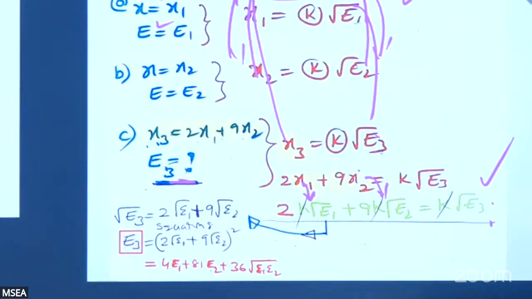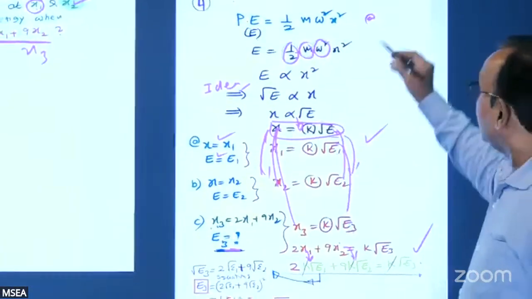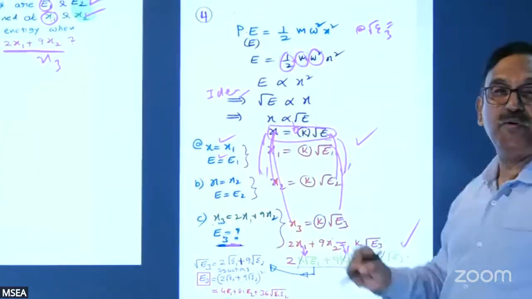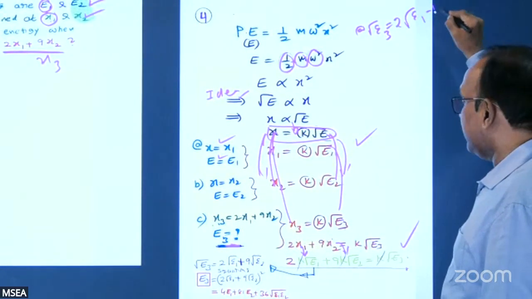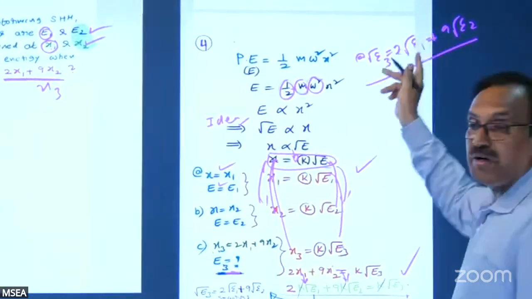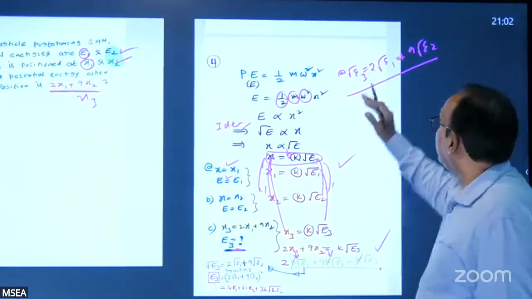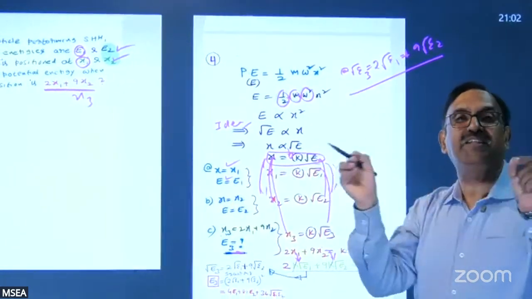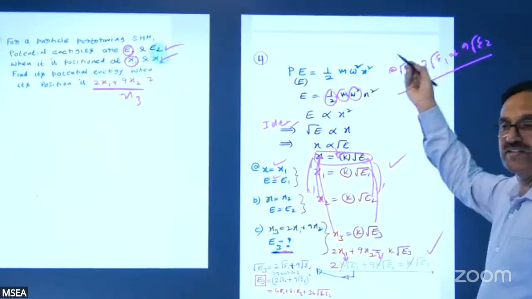In the entrance examination, when this question has come twice, in one exam they asked for the relation in terms of root of energy, which of the following relations is correct, meaning root E3 is equal to 2 root E1 plus 9 root E2. This is the answer in terms of root of energy. In one particular entrance exam, they did not give the options this way, but in terms of E3. So when you know root E3, how do you get E3? Just square it.